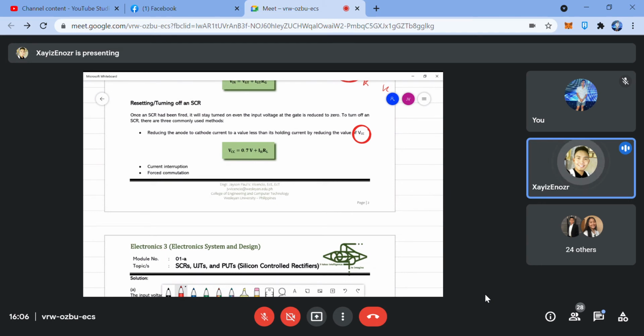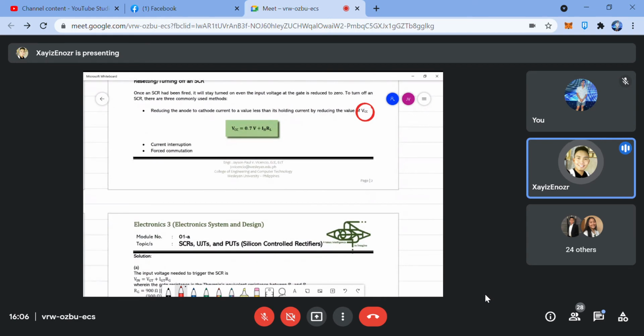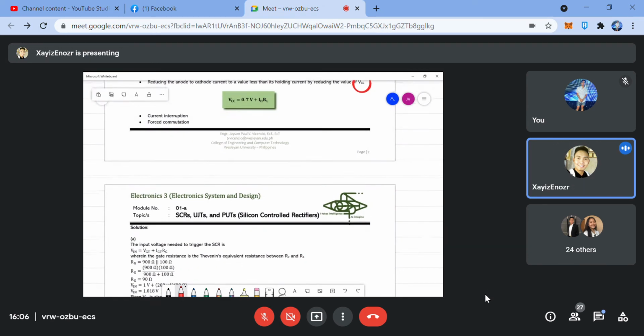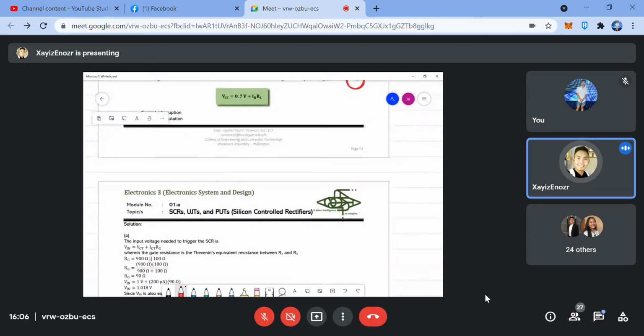Okay? Then we have here yung current interruption, then force commutation. Pag sinabing current interruption, so you are forcibly interrupting yung current from anode to cathode. Ibig sabihin, putulin mo mismo yung linya from anode to cathode. Then yung force commutation, so tatanggalin mo lahat ng supply doon. Okay? Sa SCR mo.